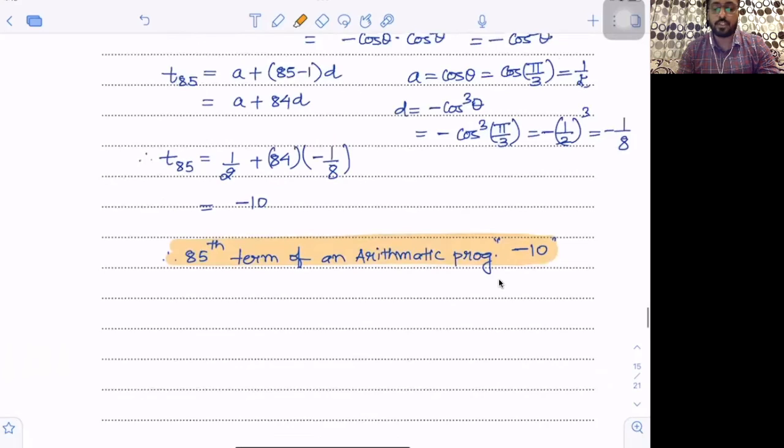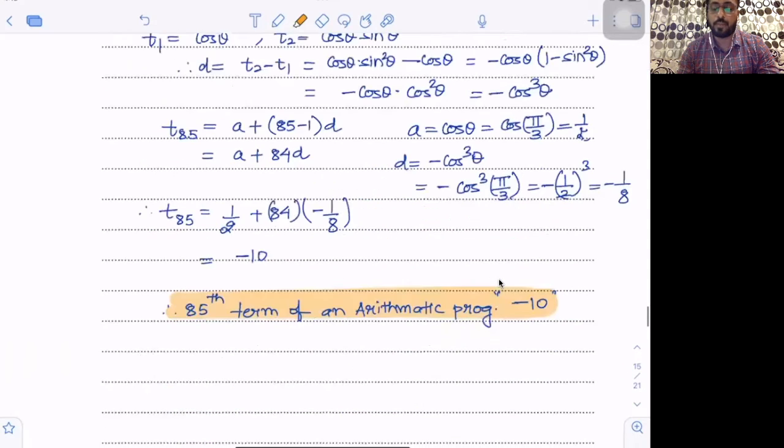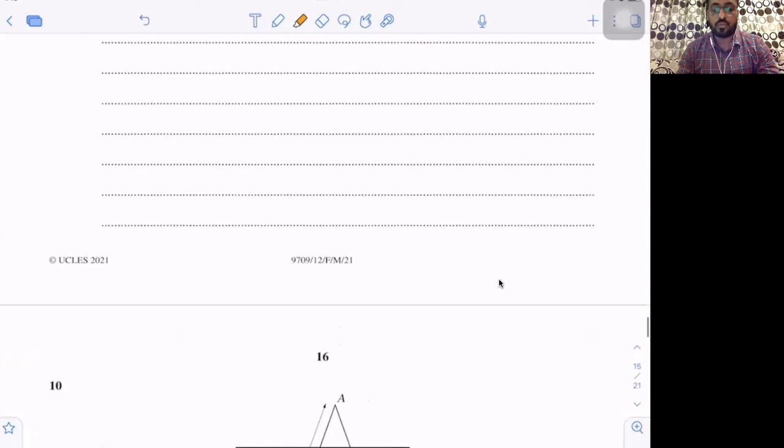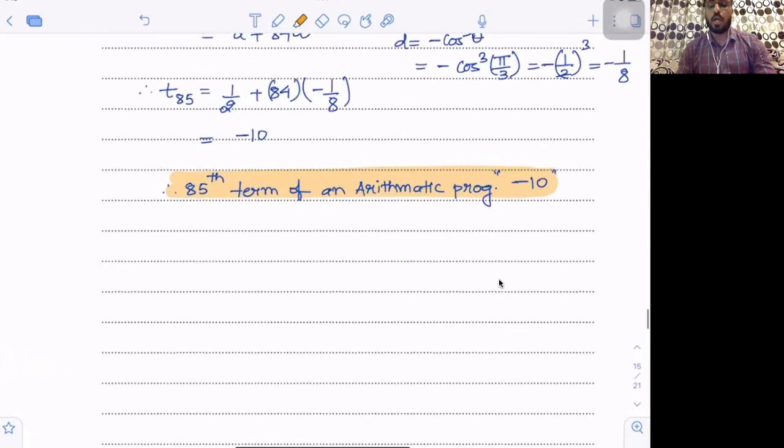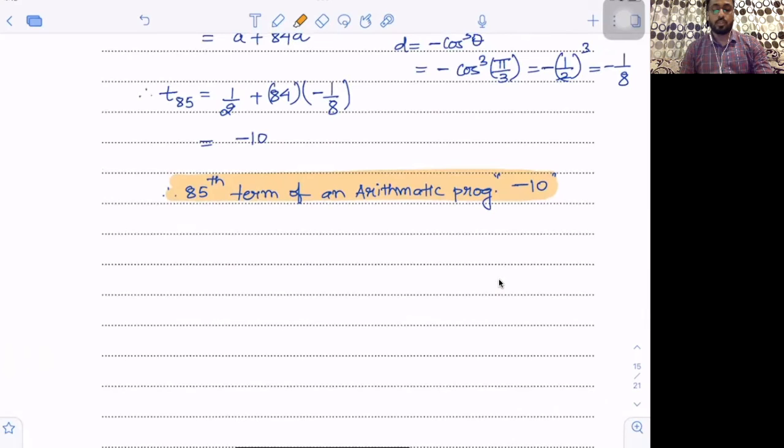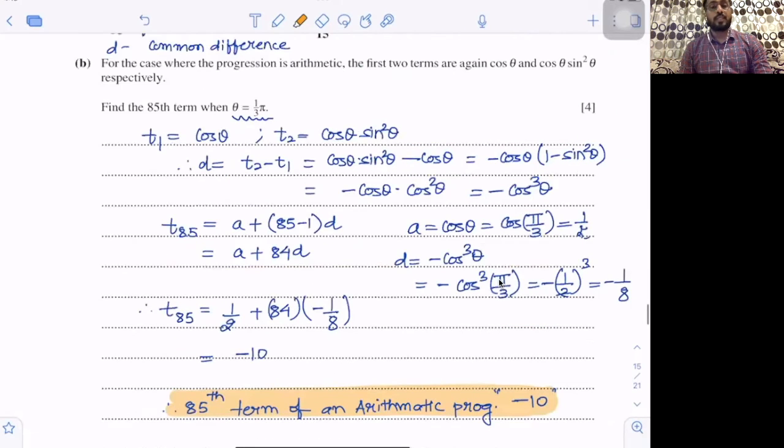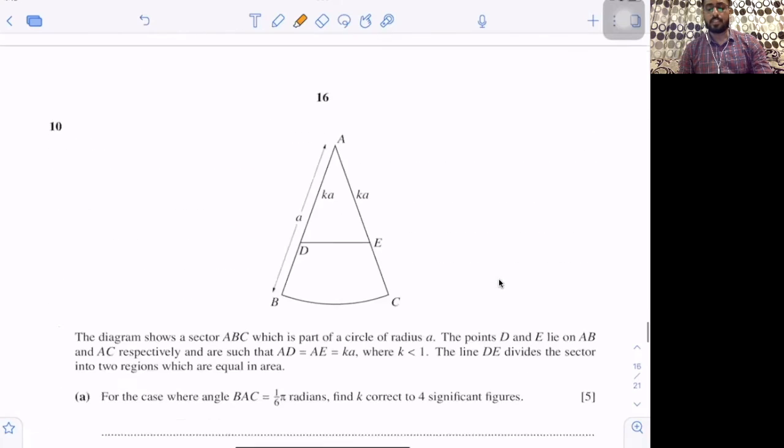Fine. Okay, so this is your B part. Now it's going to be the next question. So I hope this question is well understood to you, isn't it? The question was based on progressions. So let's proceed with the next question now.